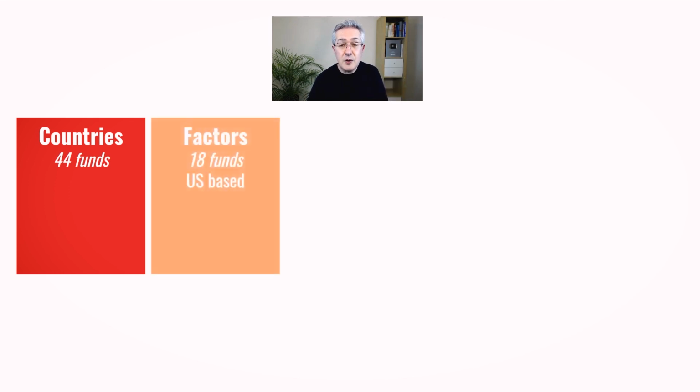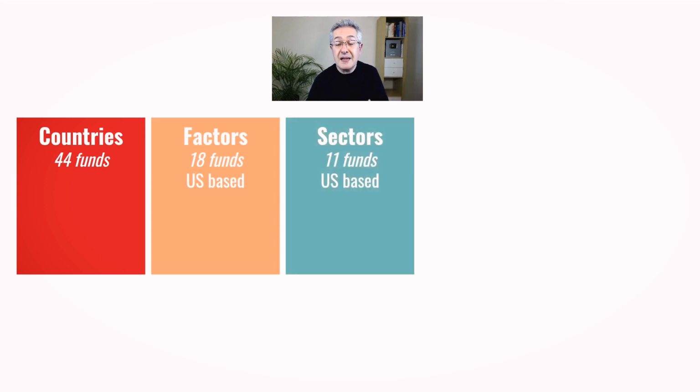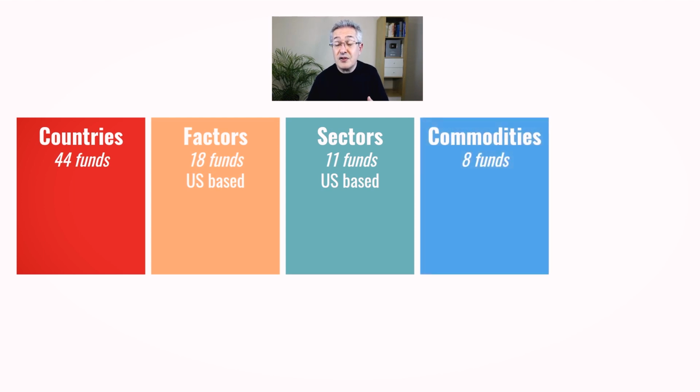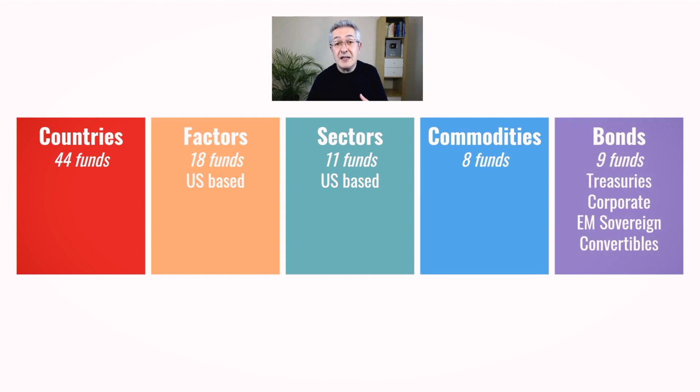The second group are factors, which are US based. So these are 18 funds where we look at things like momentum, but also value, small cap value, all those factors. The third group is sectors, where we look at individual US sectors, things like tech, things like energy. The fourth group is commodities, and here there are just 8 funds. There's less to choose from here. And then the final group is bonds. So we look at different groups of bonds.